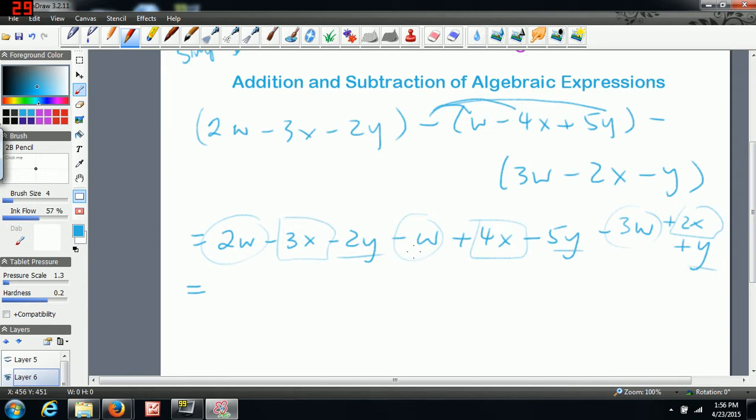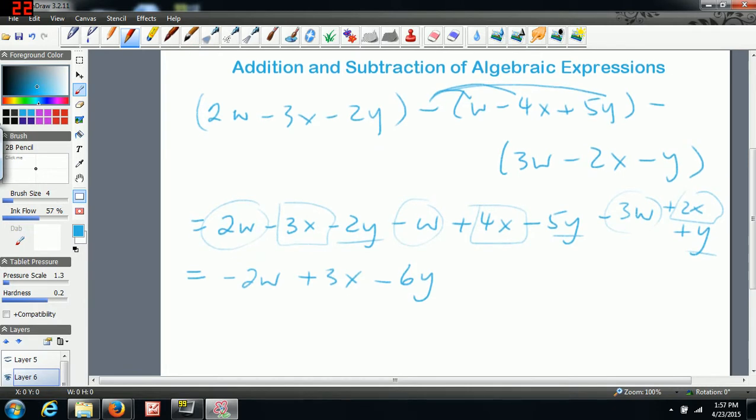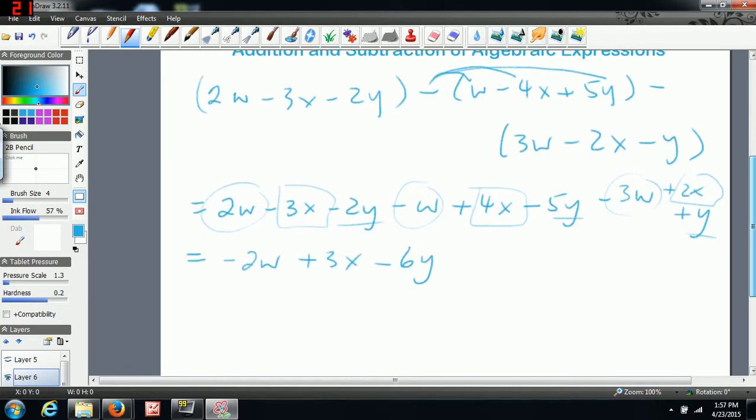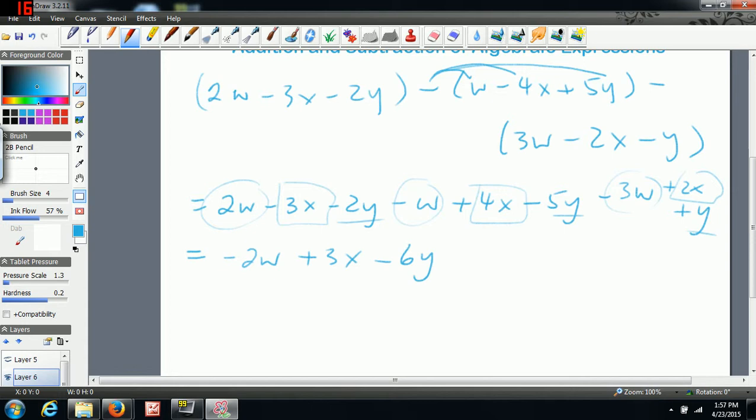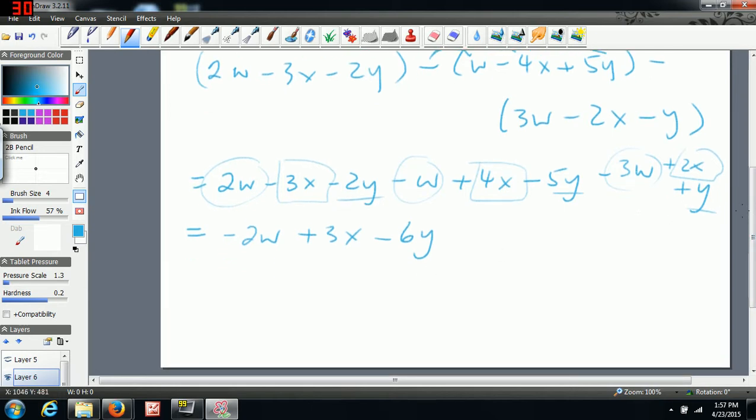So 2w minus w is 1w, minus 3w, so that's going to be negative 2w, and then negative 3x plus 4x is 1x, plus 2x is 3x, and then negative 2y minus 5y is negative 7y, plus y is negative 6y. Okay, so that would be your final answer for that one. Okay, we can try something a little bit more complicated. So let's try another example.